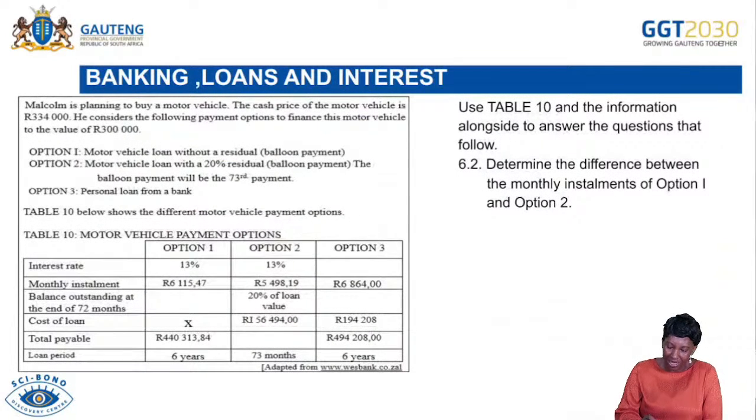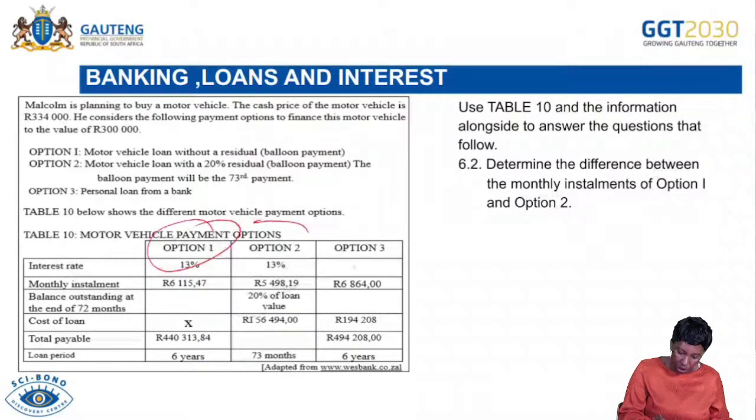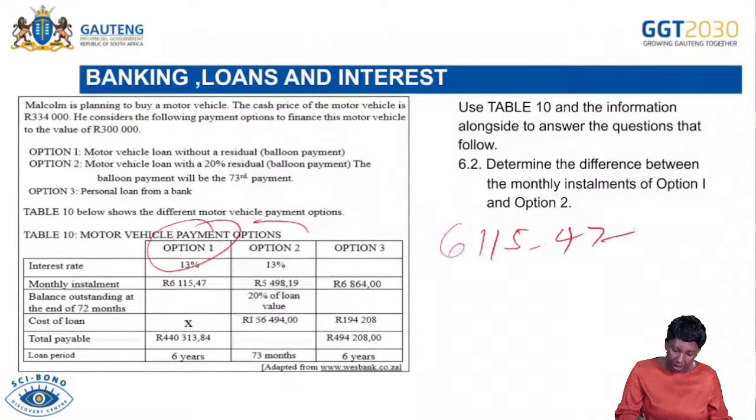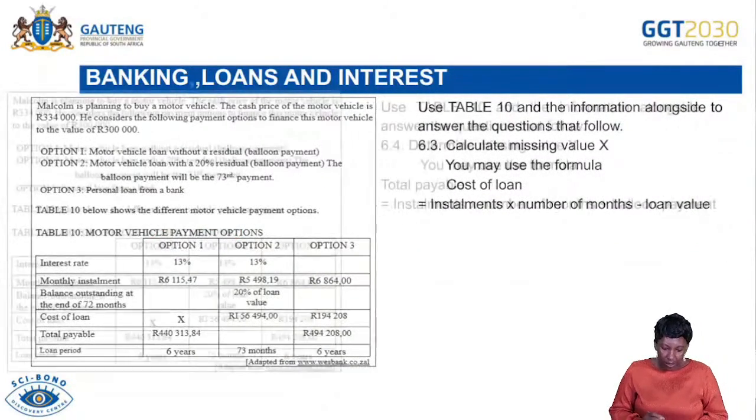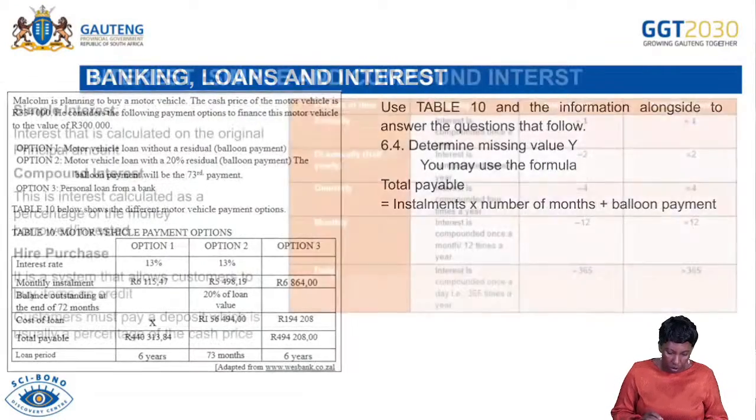And then here, boys and girls, it says determine the difference between the monthly installment of option 1 and option 2. So here's my option 1, the difference with installment: option 1 is 6,115.47, and then option 2 is 5,498.19. That is how you determine the difference. So boys and girls, these ones, I think you can do it, you know it.